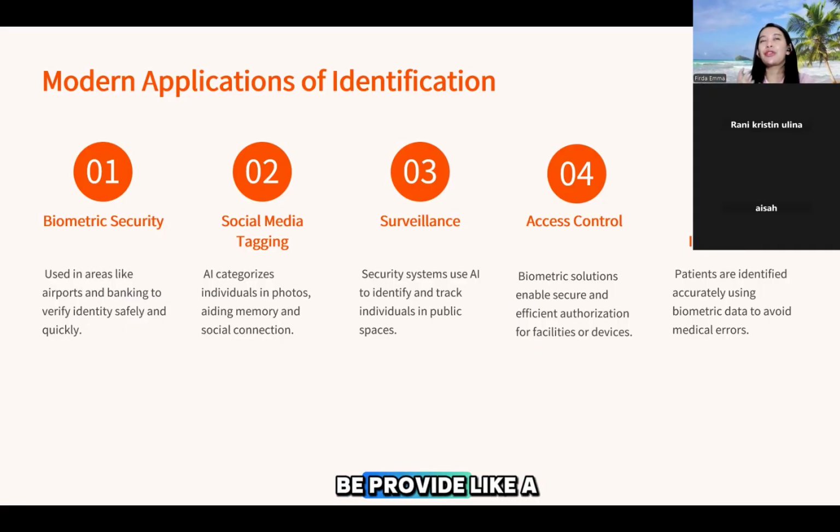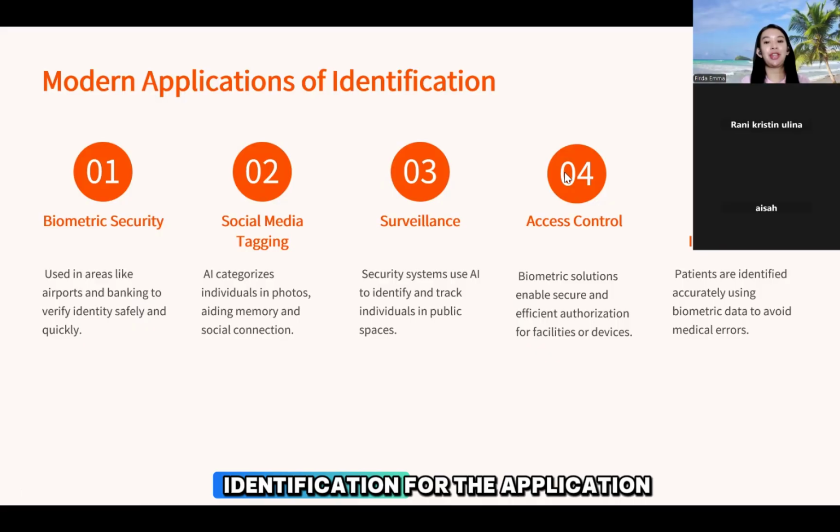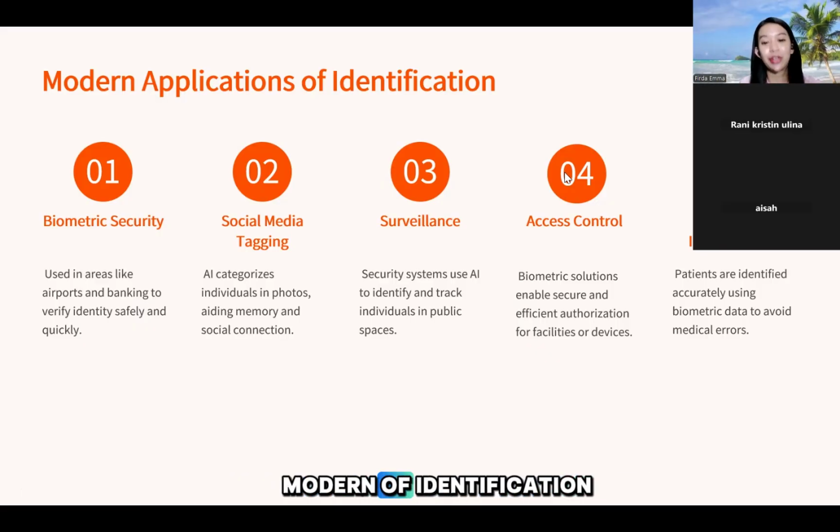Yeah, it can be provided like a modern key, and we can touch it on the door. And also the fifth part is healthcare identification, which we can find in hospitals or clinics, where patients are identified accurately using biometric data to avoid medical error. Sometimes we also find it in a laboratory like SIMA lab. When we visit the SIMA lab, we do the MRI or medical checkup, and they use healthcare identification as a modern application of identification.